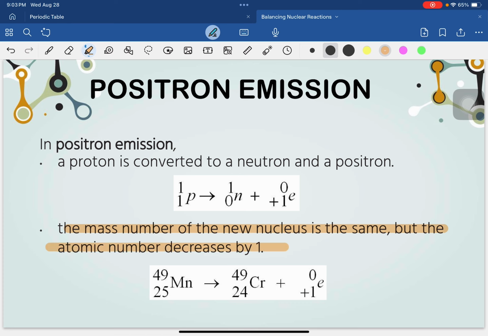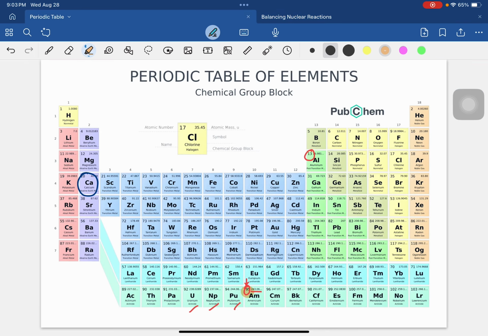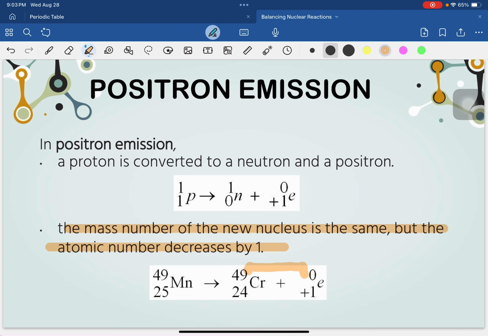For example, for manganese, that's 49, 25. No changes in the mass number. And then this will be, let's check if this is 24. Yes, 24 is chromium, so that's correct. So chromium 49, 24 plus your positron.